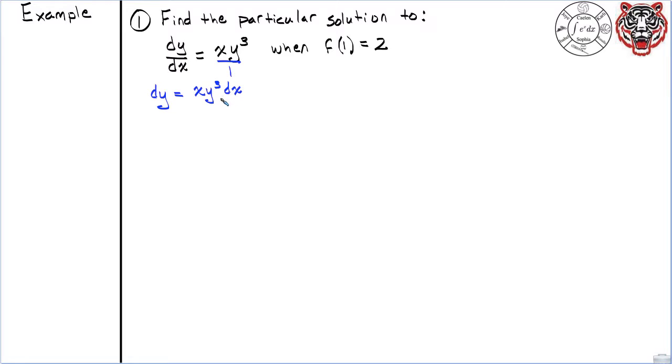I need to make sure that my variables are grouped together. This y needs to be moved to the left, so I'm going to divide both sides by y cubed, and I'm going to get 1 over y cubed dy is equal to x dx.